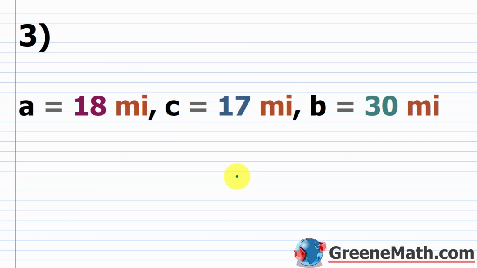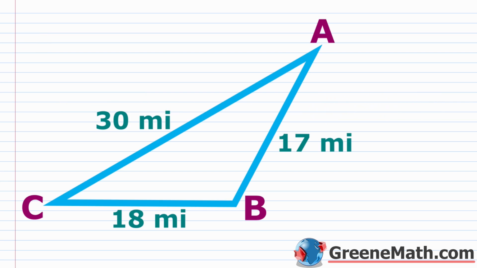All right, let's take a look at problem number 3. So here we have the length of side A, that's 18 miles. The length of side C is 17 miles. And then the length of side B is 30 miles. And again, just make yourself a little sketch. So we have side, side, side. So we're going to use the law of cosines.